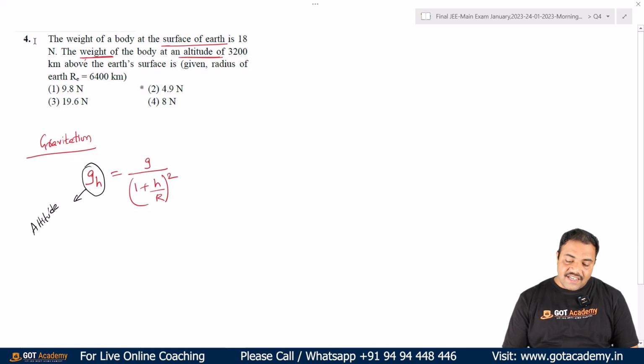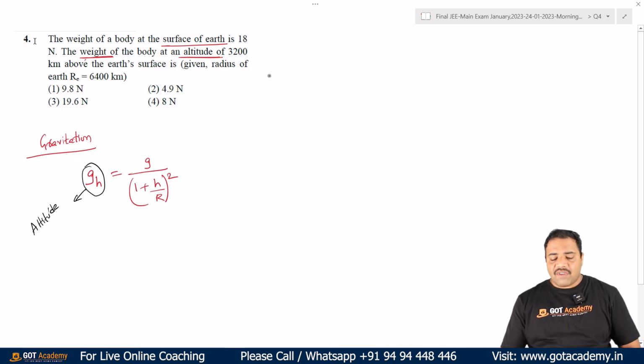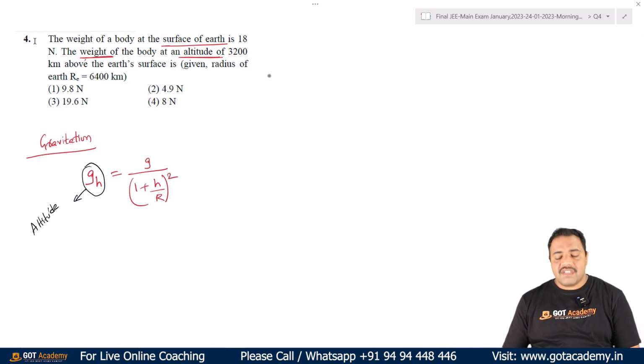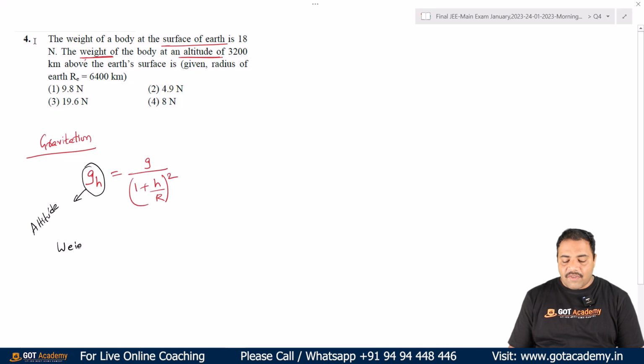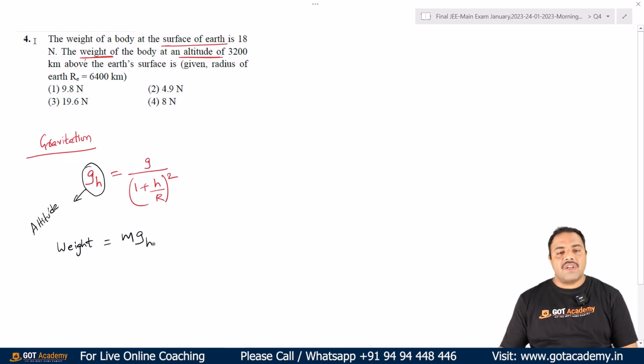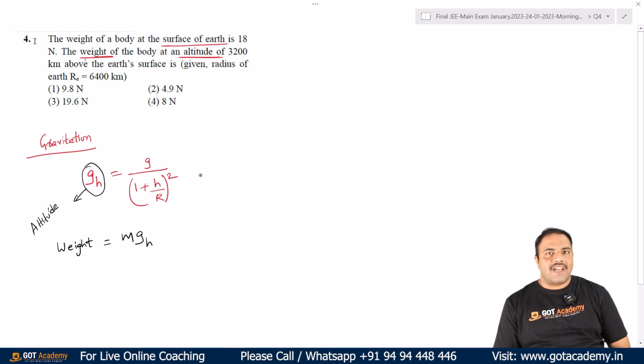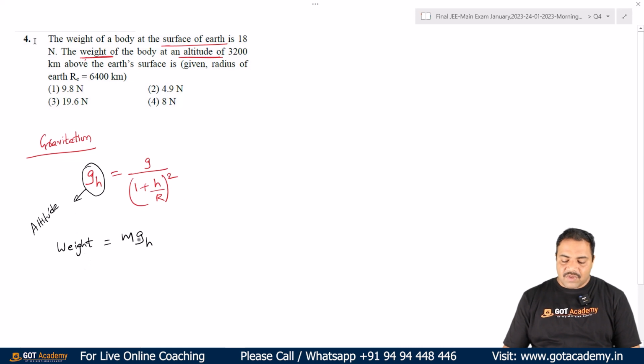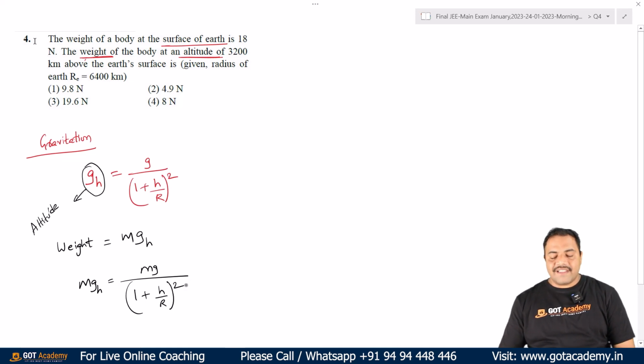But what he is asking is the weight of a body at an altitude. So he is asking about the weight, but this formula gives you acceleration due to gravity. How do you calculate the weight? No doubt weight is given by the formula m into g. So at some height it is m into g_h. So just multiplying this formula by m, you will get the right answer. If I multiply by m, m into g_h is equal to mg by (1 plus h by R) whole square. Like this I can change it.